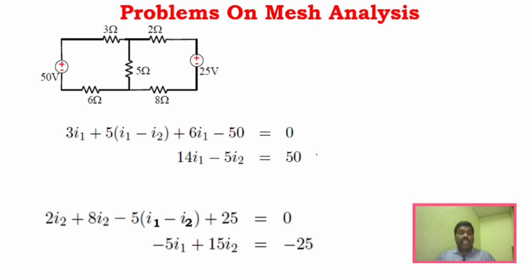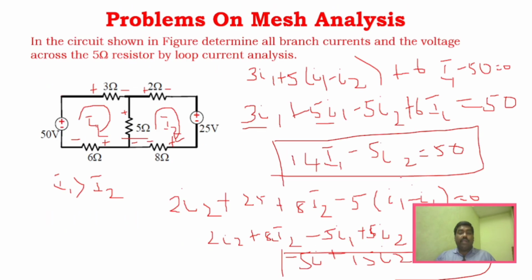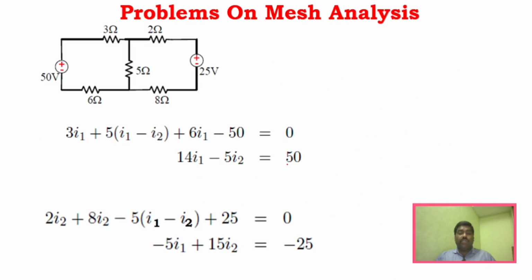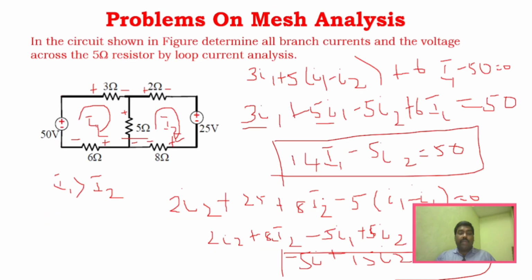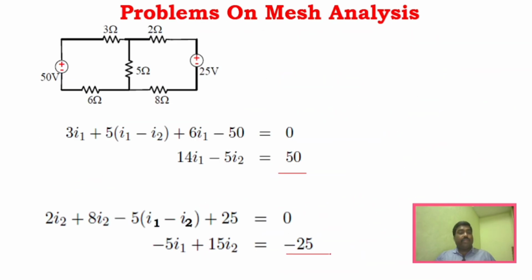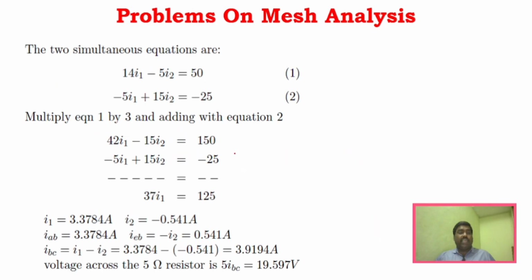This is the same procedure which we followed here. You can see 14I1 minus 5I2 is equal to 50. Similarly, minus 5I1 plus 15I2 equals minus 25. So whatever the problem may be, follow the same procedure which we saw so that you can easily solve it. Now consider this as expression 1 and this as expression 2. And you can simplify the equations.